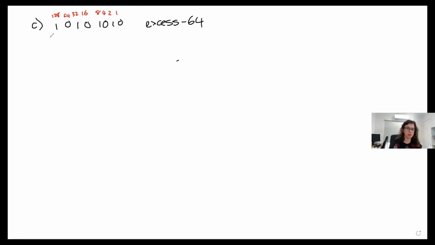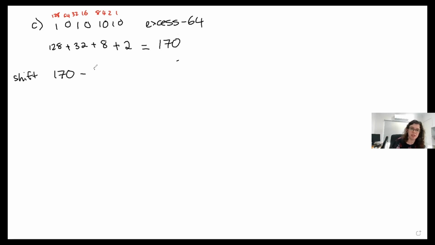So have a look at the bits that are on. 128's on, 32's on, 8's on, and 2's on. So anything with a 1 is on. Add those up to get 170. And then we apply our shift. Again, we're going from binary to decimal, so we subtract the shift, and that gives us 106.